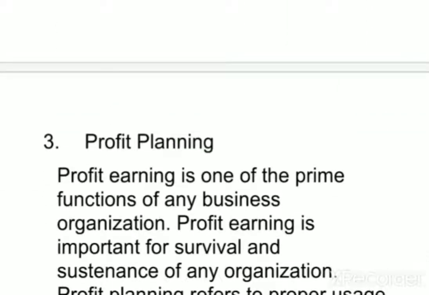The third important point of the financial manager when managing finance is profit planning. The basic objective of the business organization is to maximize the profit. There are two ways to maximize the profit. One is to reduce the cost, and second is to increase total revenue. So the financial manager must see many points.